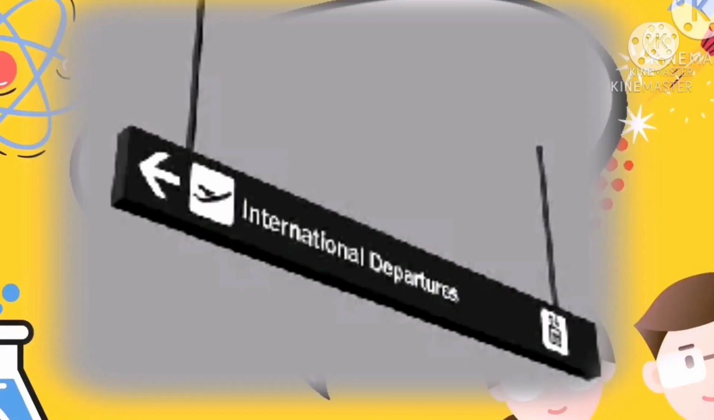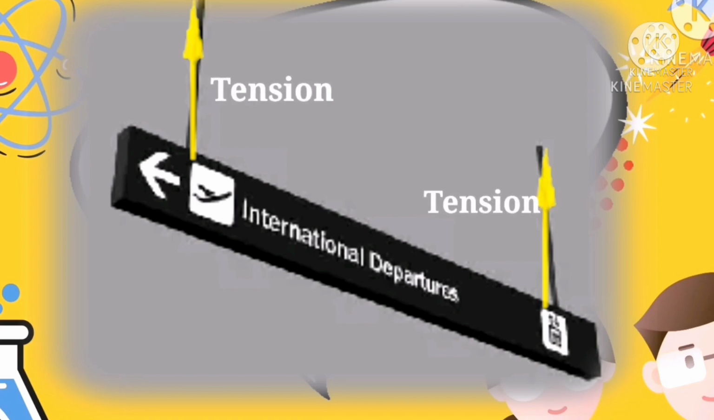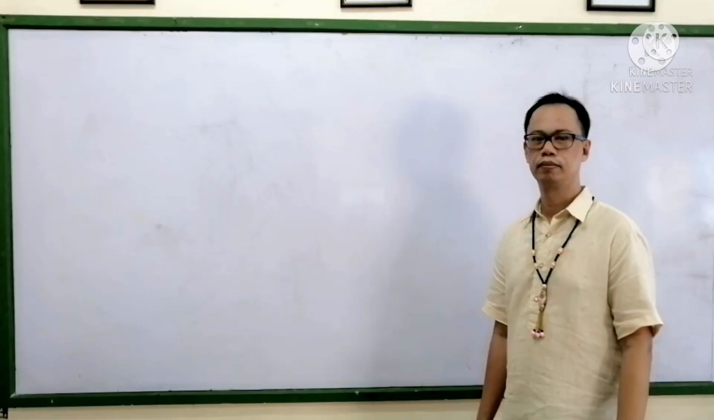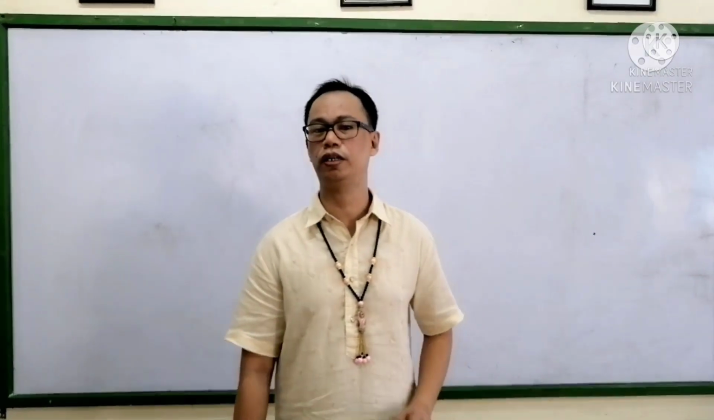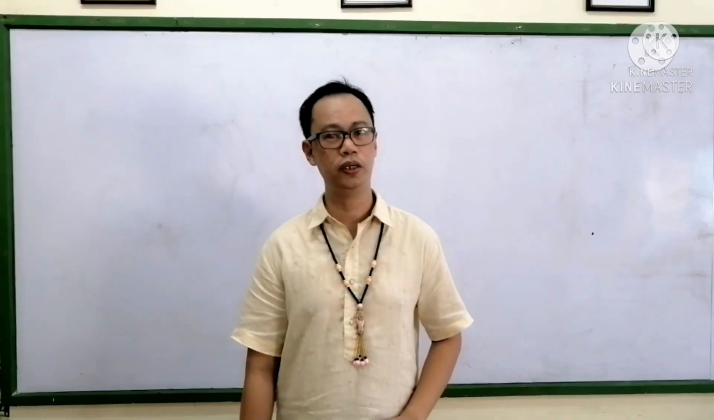For the signboard suspended to the ceiling, the signboard is held in place by the upward forces exerted by the cables. This contact force exerted by the cables on the signage is called tension. This force is drawn along the cable and points away from the object. Can you think of other objects that exert forces on the signboard?